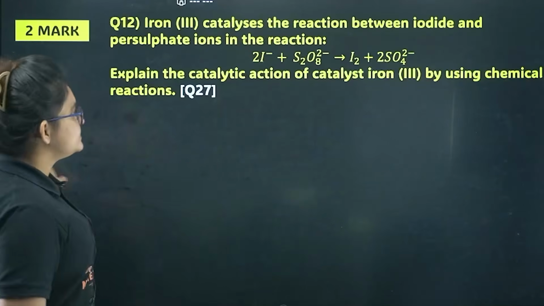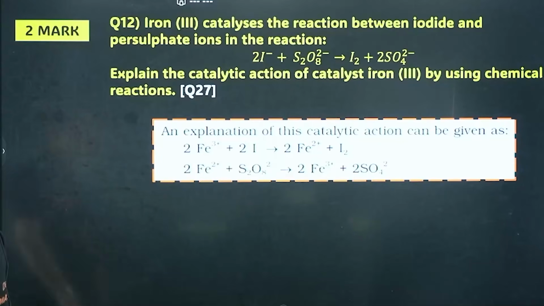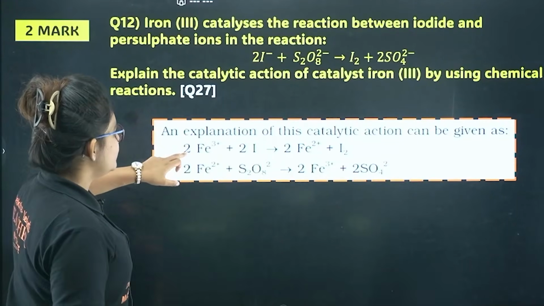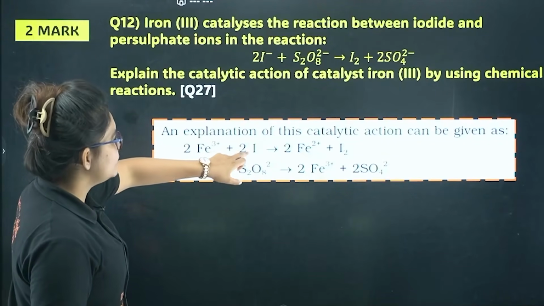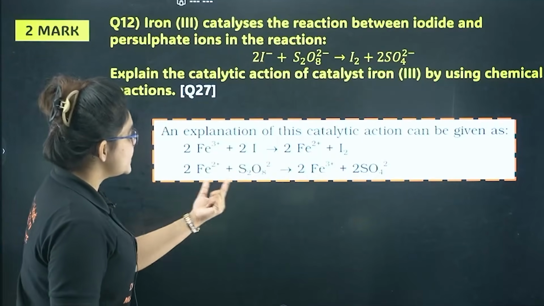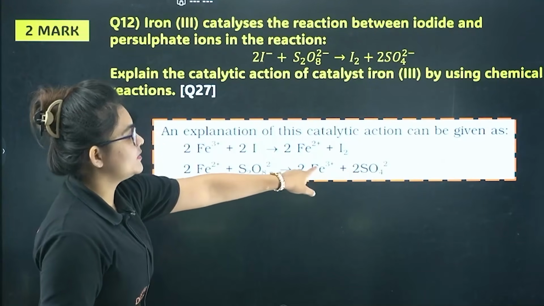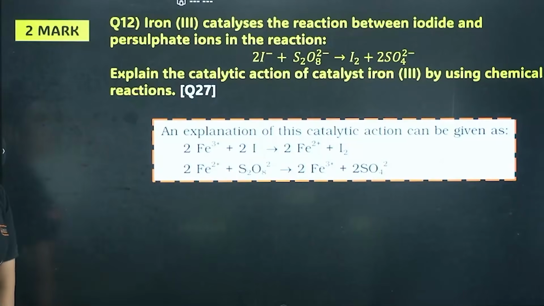Okay, let's proceed. Iron catalyzes the reaction between iodide and persulfate ions. Explain the catalytic action. If you look at the reaction, you will understand. Iron 3+ will at first react with I-, and it will form iron 2+ and liberate I2. Further, this iron 2+ will react with persulfate to give SO4 2-, and iron 3+ will be regenerated. So if you look at the reaction, then you will understand. I guess it's clear.